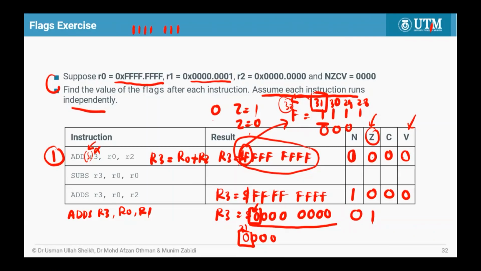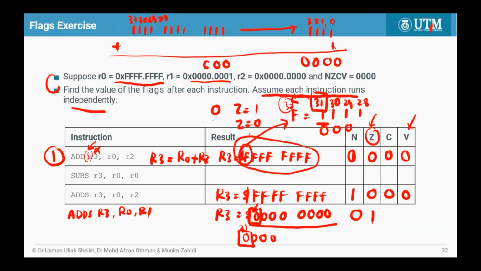And then this is 1, 1, 1, 1. So these are bits 0, 1, 2, 3, and this is 31, 30, 29, and 28. And then you're going to add 1. So what happened here? 1 plus 1, you get 0, and then you have a carry. 1 plus 1, you get 0, carry, 0, 0, and then you have a carry there.